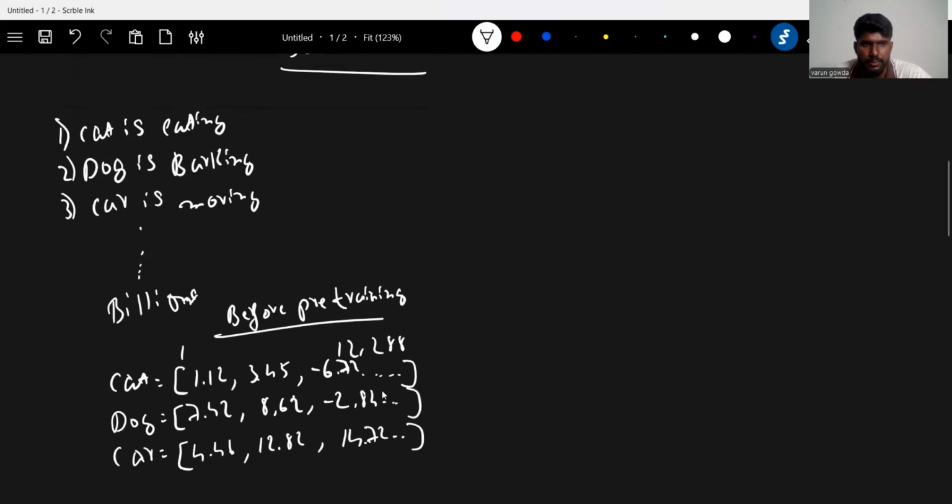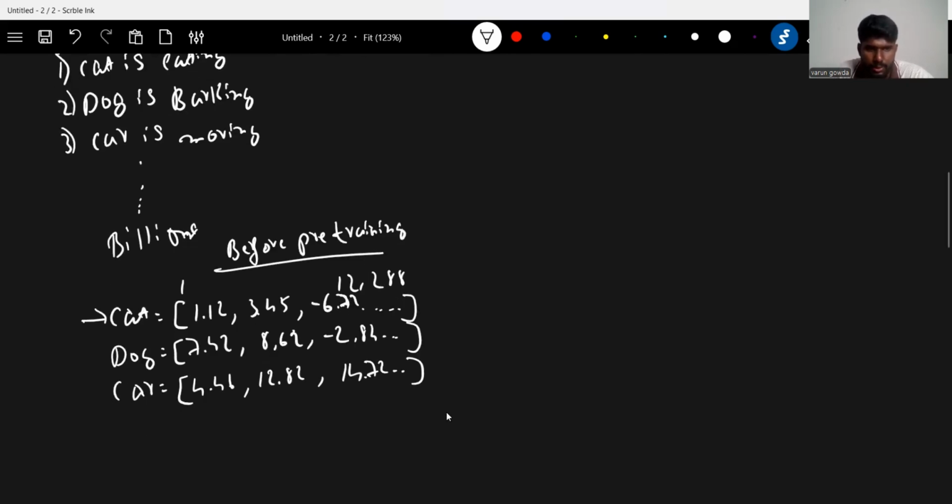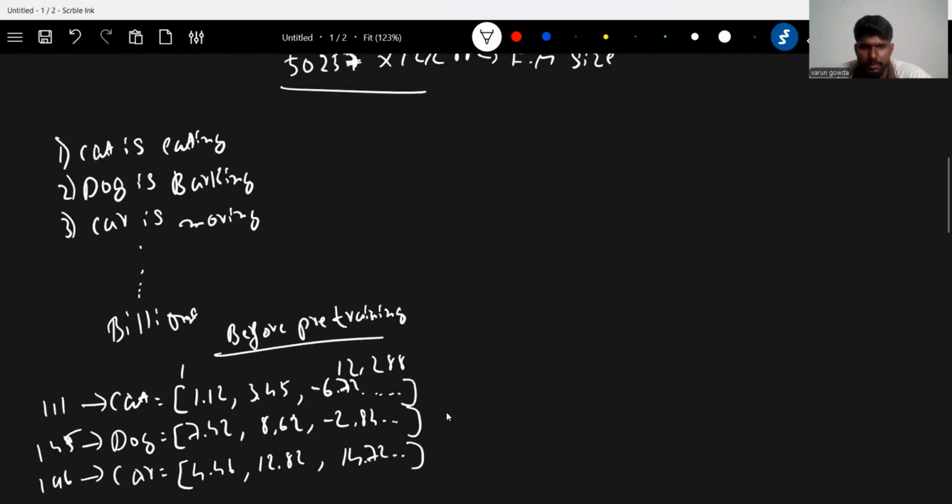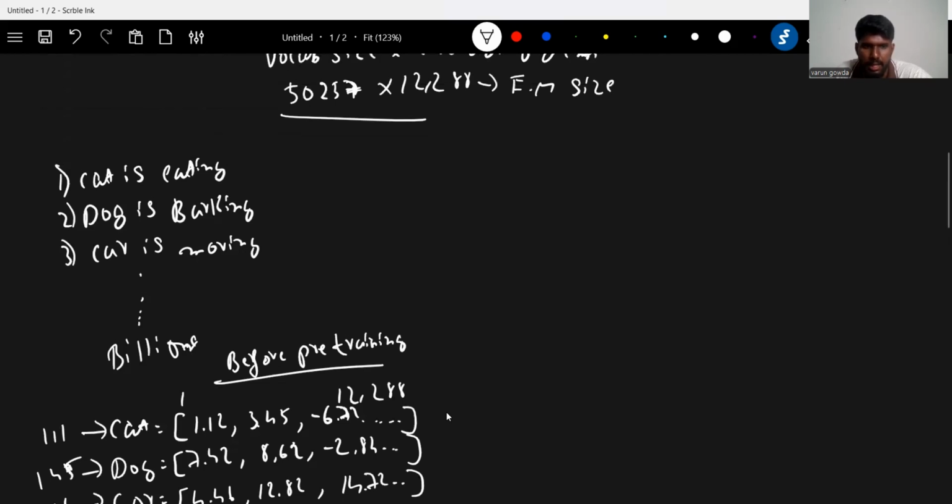Now these are converted into token IDs. Token IDs can be anything which the tokenizer generates. Let's say for this one the token ID is 111, for this one it is 145, and for this one it is 196. And these are converted into embeddings now. These embeddings are coming from the embedding matrix, which has random values initially, during the start of the pre-training process. Correct, right?